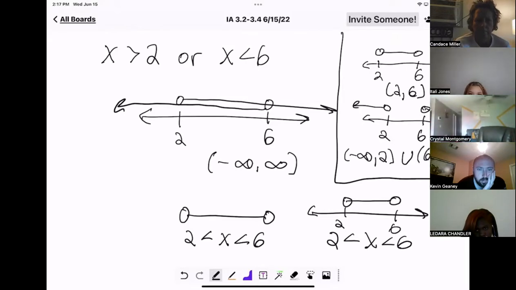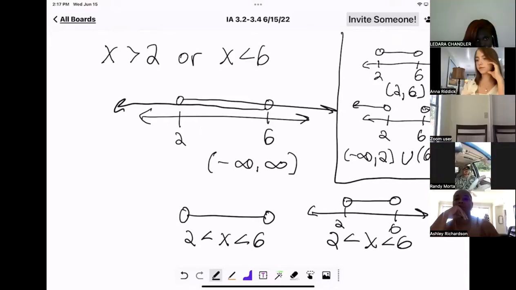So it's when you have the lines going like this and they're separated. When it's all one piece, you have one interval notation and no union. But if you have 2 pieces, you're going to put union in between. Does that help? Yes, ma'am. Okay, awesome. Great questions. Anything else?